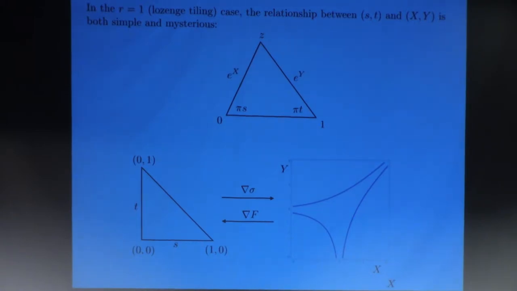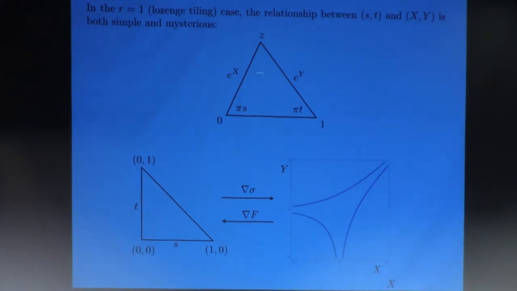Like I said, it's mysterious. I can't prove that to you in 5 minutes or even 15 minutes. It would take some time. Why it's so simple, I don't know. But you can notice certain things, like if x is very large and y is not very large, then there is no such triangle. You have to satisfy the triangle inequality. If x and y are too small, then this triangle flattens out and s and t go to zero, which means you have no lattice path at all.